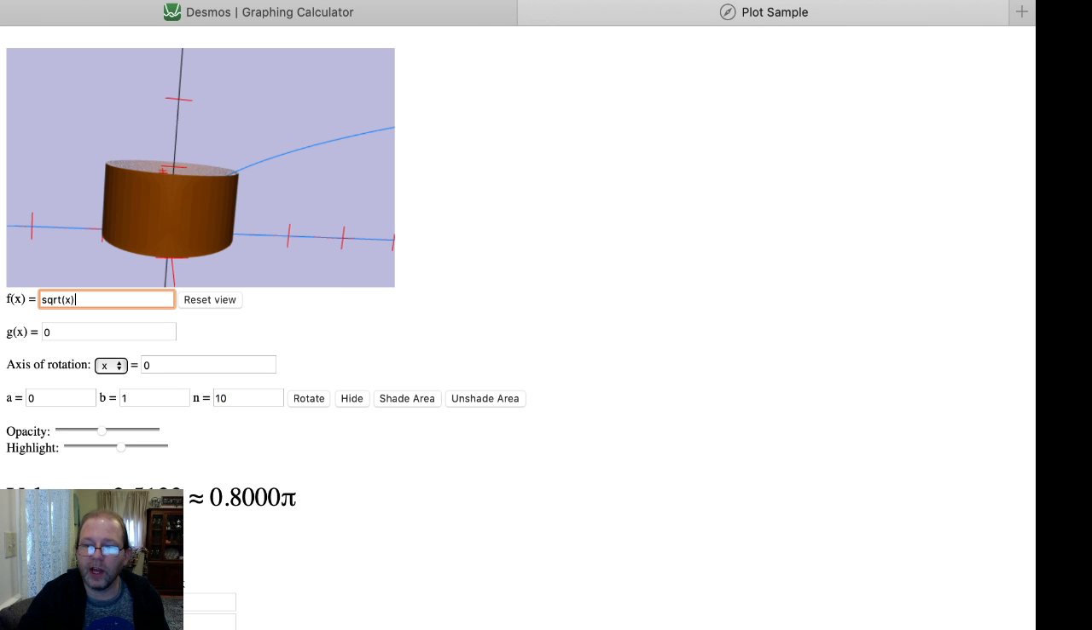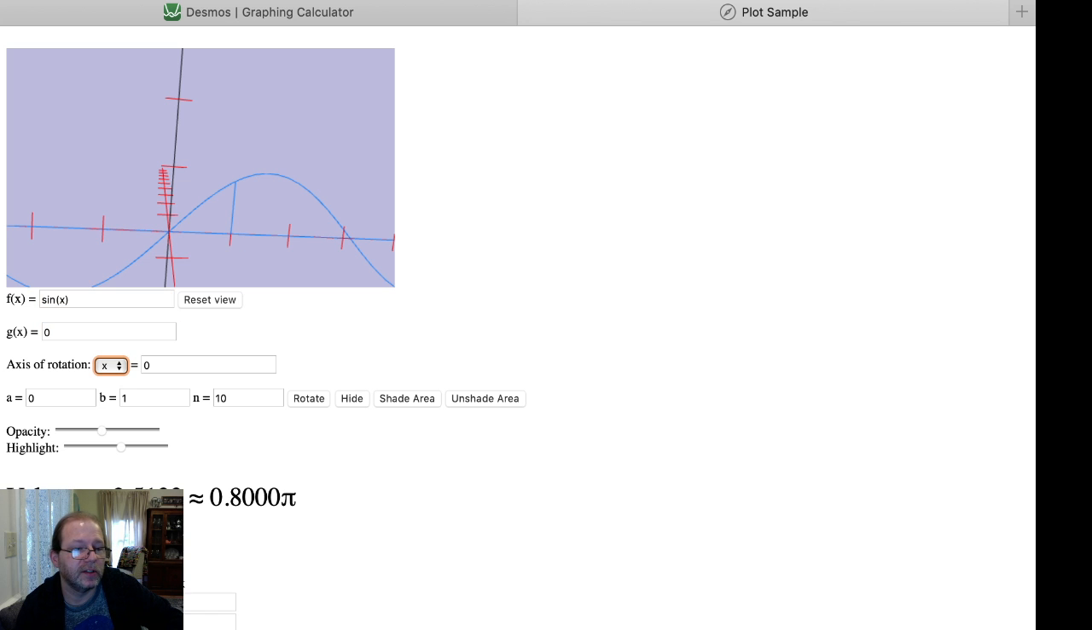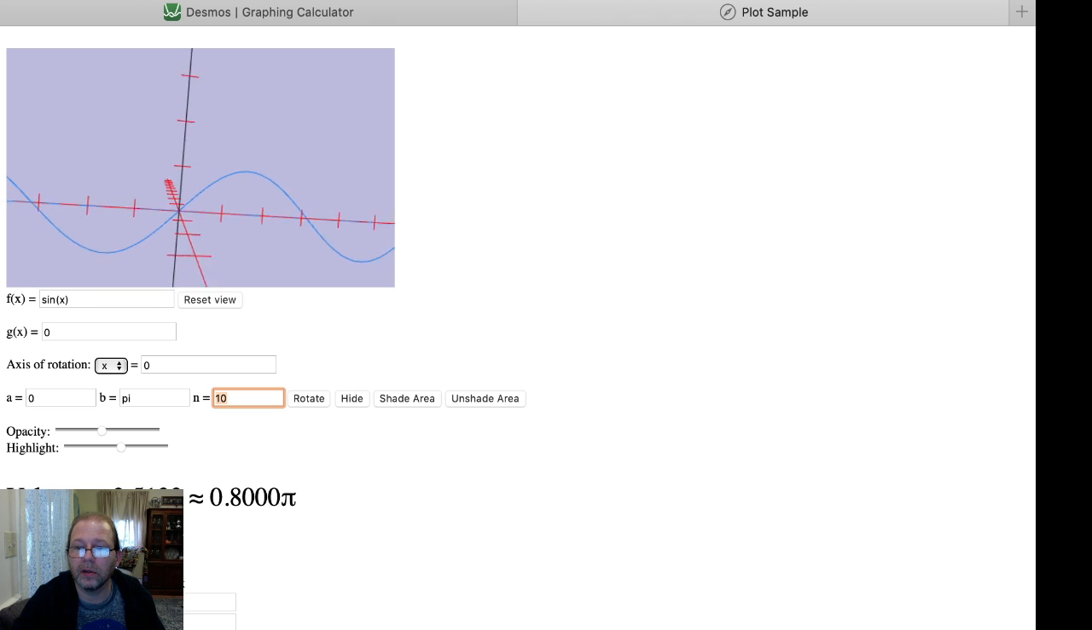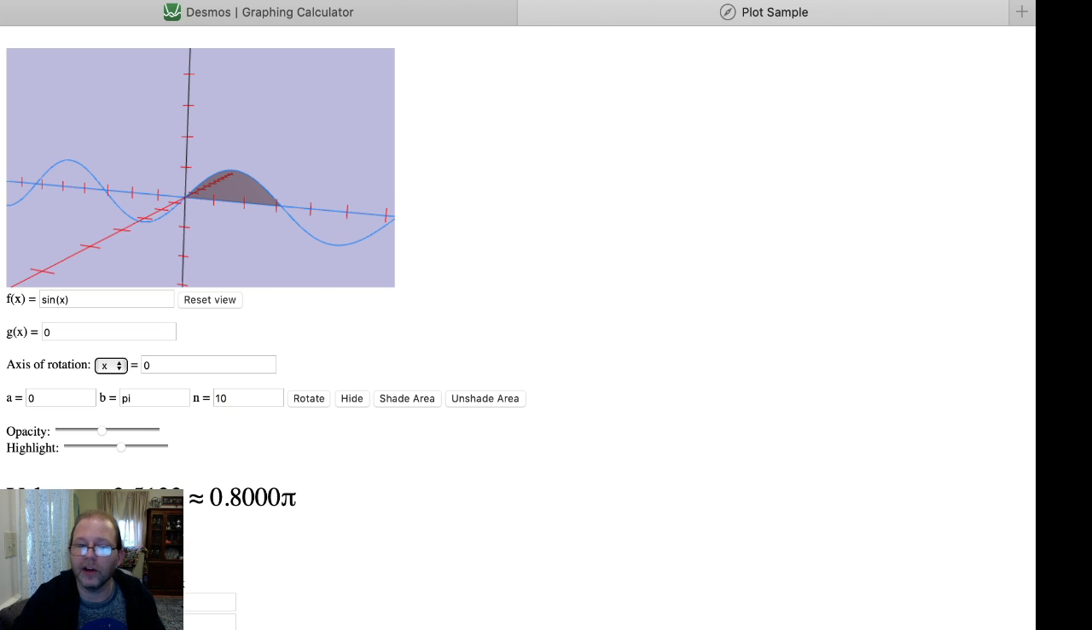If we go over here and plot this, let's see, what do we have? We had sine x. And this is a little picky. I have to put in sine, parentheses, x. 0. We're going to rotate around x equals 0. And we're going from 0 to pi. So if I shade the area, oh, there it is, shade the area.